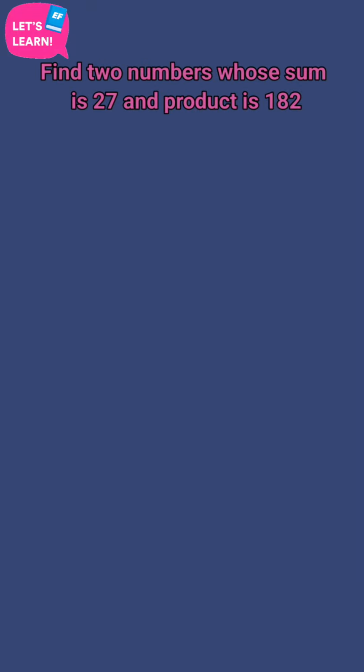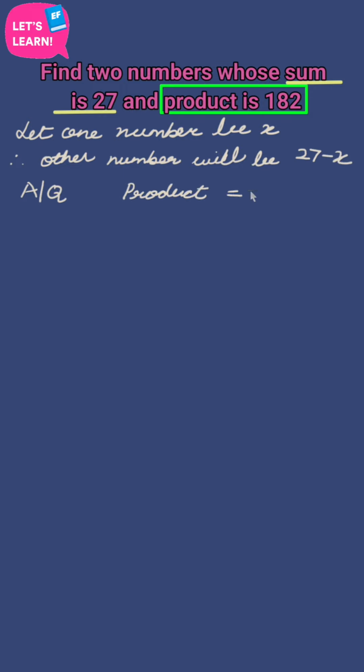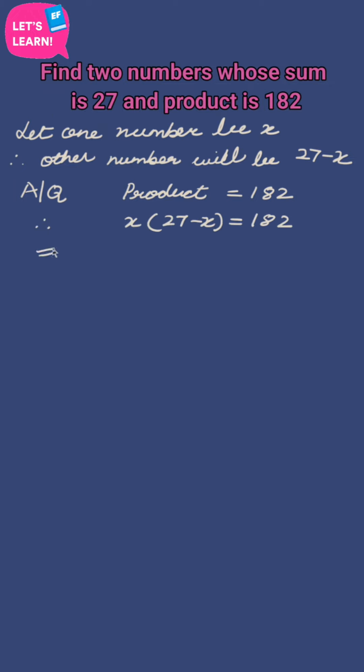Here the keywords are: sum of two numbers is 27 and the product is 182. So let one of the numbers be x. As the sum is 27, the other number will be 27 minus x. The second statement says that the product of the numbers is 182. So putting in the values, we get x into (27 minus x) equal to 182. Solving further, 27x minus x squared equals 182.